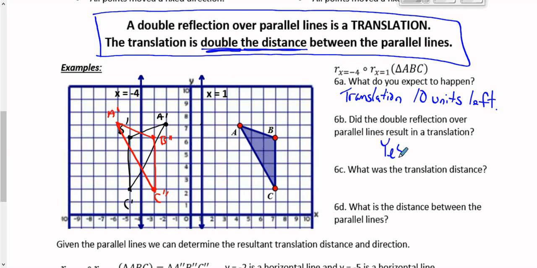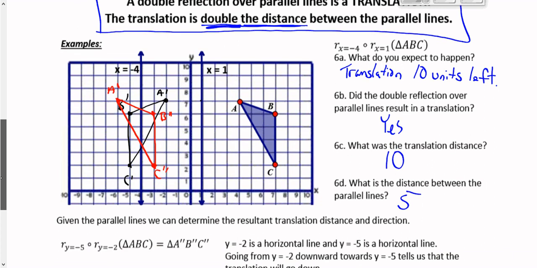And what was the translation? Oh, we already answered that. Translation distance was 10, right? What's the distance between the two parallel lines? X equals 1, x equals -4. What's that distance? 5. You could do that when you look in the grid, right? Between 1 and -4, you got a distance of 5. So that's 5. All right?